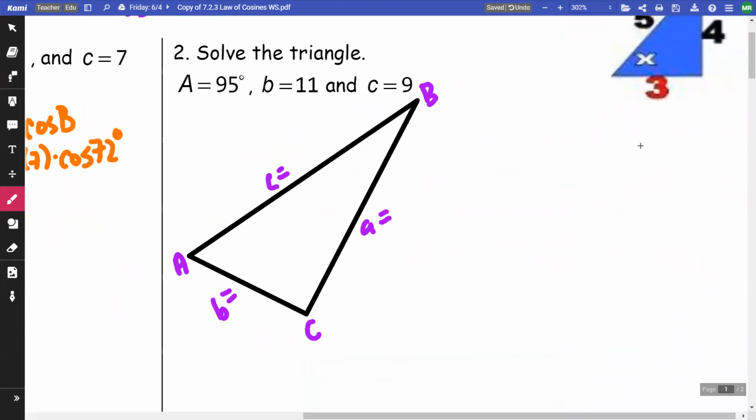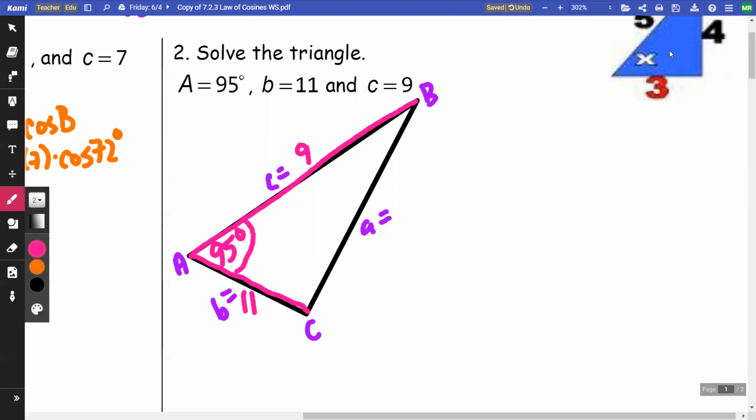Okay, let's take a look at the next problem. On problem 2, I want to solve for this triangle, which means I need to find every piece. I know angle A is 95 degrees, side b is 11, side c is 9. So I have side, angle, side. What I am going to find first is A, the side opposite my angle.